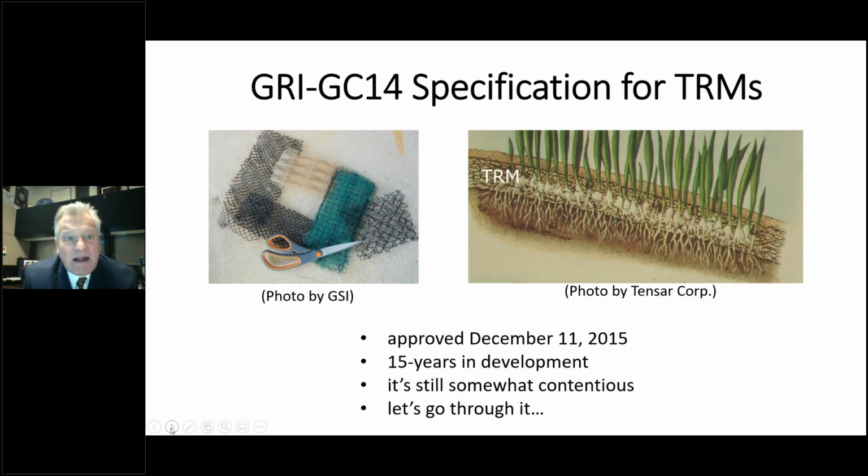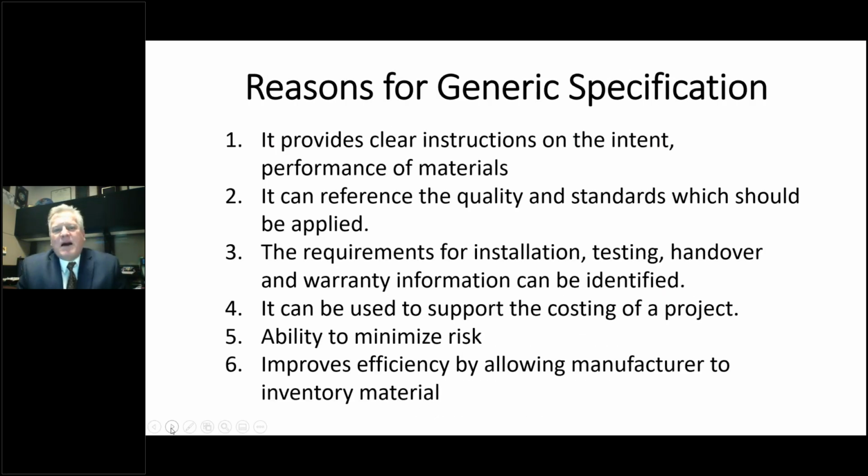The specification that I'm talking about is the Geosynthetic Institute's GRI GC14, and this is for turf reinforcement mats. It was adopted in 2015 and really had about 15 years of development. So I concur with Drew that these are not new materials. It's somewhat contentious. Please understand that this is a competitive industry. I realize full well that there are a lot of different manufacturers out there, but certainly to have a generic manufactured quality control specification, I think is needed in the industry to set a benchmark.